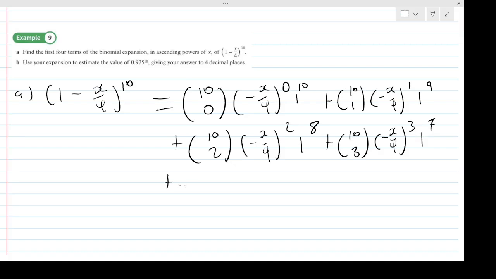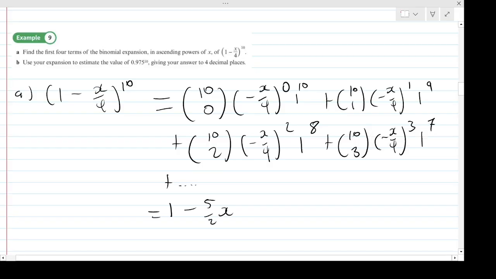So we can basically use a dot dot dot to say the other terms are there, but there we are. So if you calculate these terms on the calculator and simplify, well, 10 choose 0 is 1. Minus x over 4 to the 0 is 1 as well, because it's power 0. So we just get 1 first. Then 10 choose 1 here. 10 choose 1 is 10. Minus x over 4. So 10 times minus a quarter is minus 5 over 2. So we get minus 5 over 2x.